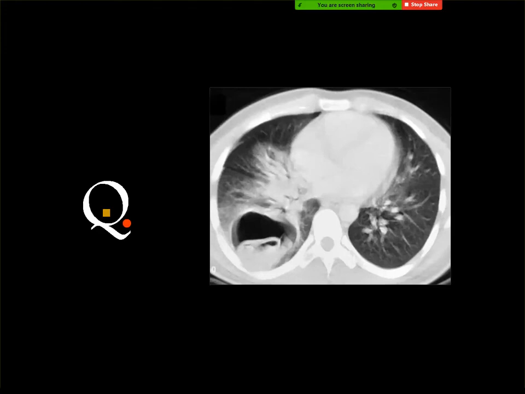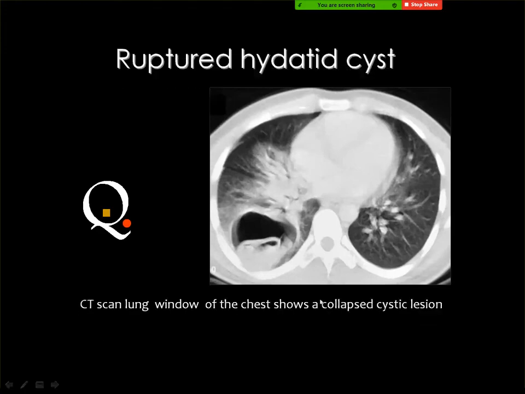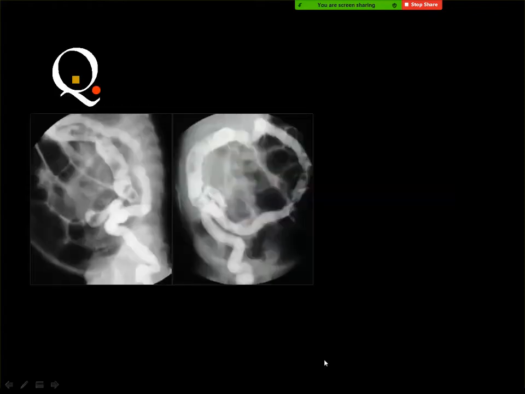Hydatid cyst, yes, ruptured. This is a ruptured hydatid cyst, and you have the endocyst, which is crumpled within the cavity of the hydatid cyst, and you have some inflammatory changes around.